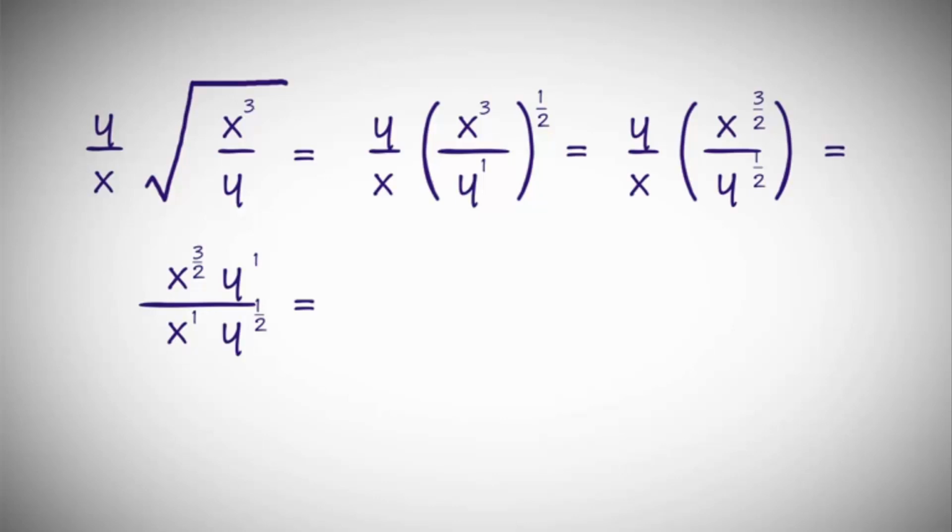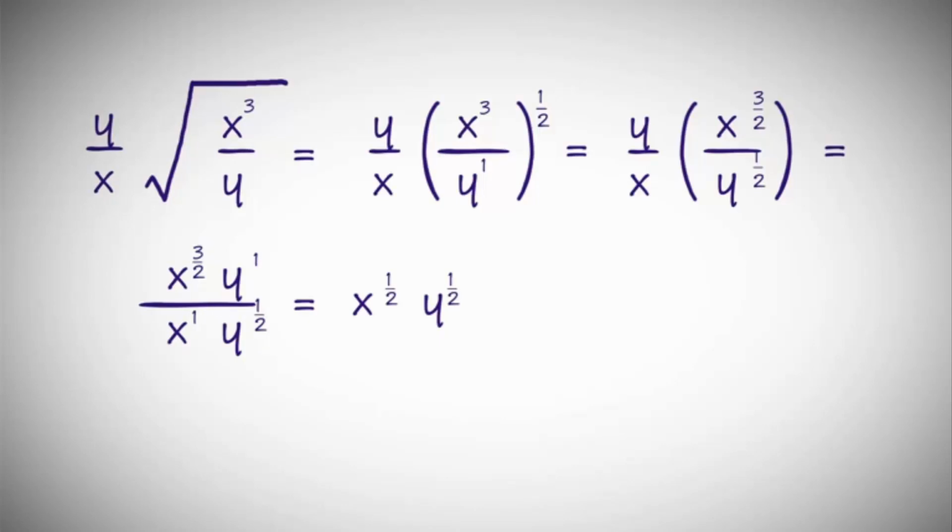Now that we have our like terms lined up, we can combine over the division bar. X to the 3/2 divided by x to the first is going to be x to the 1/2 power, because 3/2 minus 1 is equal to 1/2. Next, y to the first power divided by y to the 1/2 power is going to be equal to y to the 1/2 power, because 1 minus 1/2 is equal to 1/2. So now we have our answer, x to the 1/2 power times y to the 1/2 power.